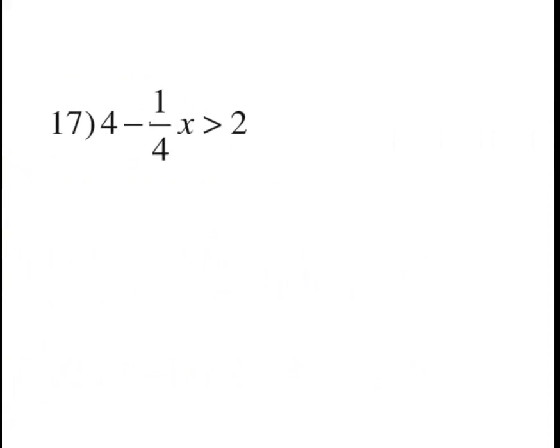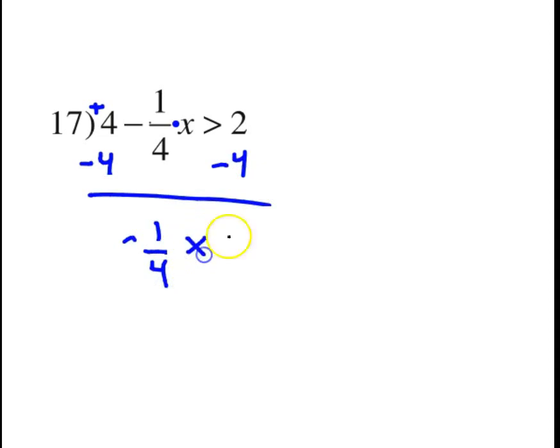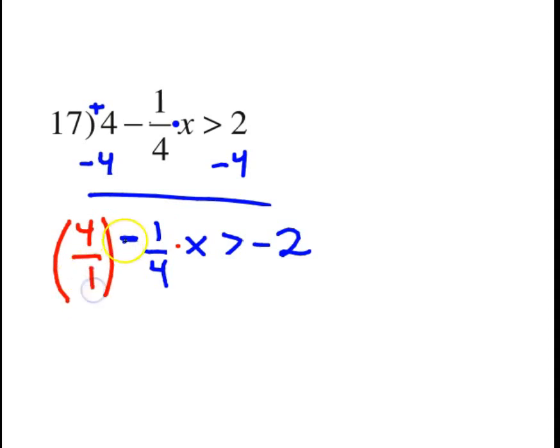Let's go to 17. Okay, we got a variable here, so I'm going to start with this and subtract it out first. We got negative 1/4 x is greater than negative 2. 2 minus 4 is negative 2. Okay, and we're multiplying by a fraction, so instead of dividing, I'm going to do the reciprocal. 4 on the bottom, put 4 on the top. 1 on the top, put a 1 on the bottom. There's a negative here, I'll put a negative here as well.